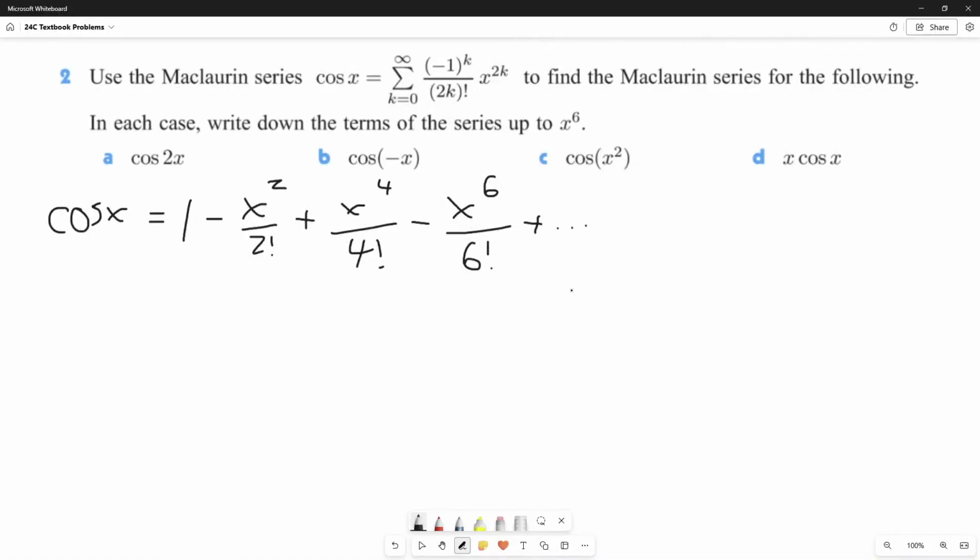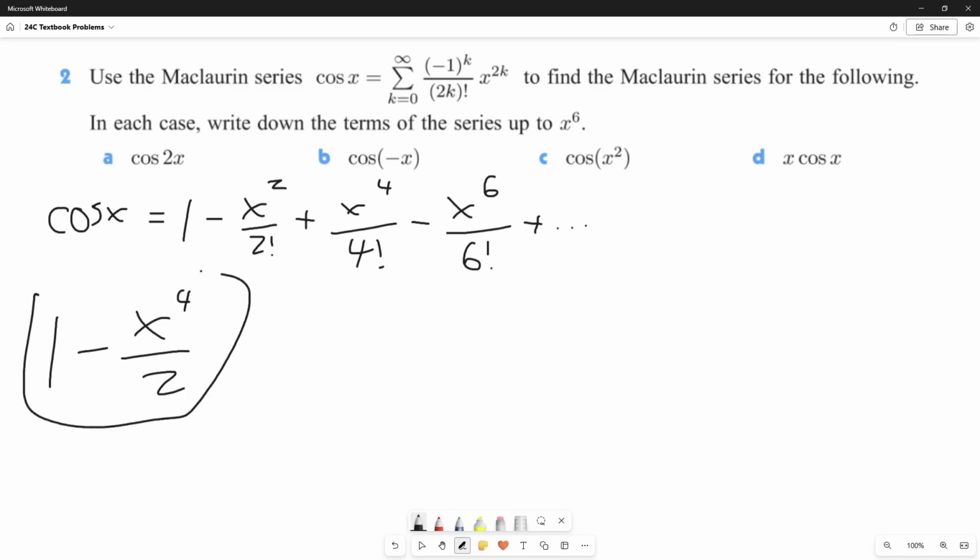And for part C, it's the same. You just replace x with x squared. So 1 minus x to the 4th over 2 plus x to the 8th over 24. And you don't even need that term because it's past x to the 6th. So it's just 2 terms for part C.